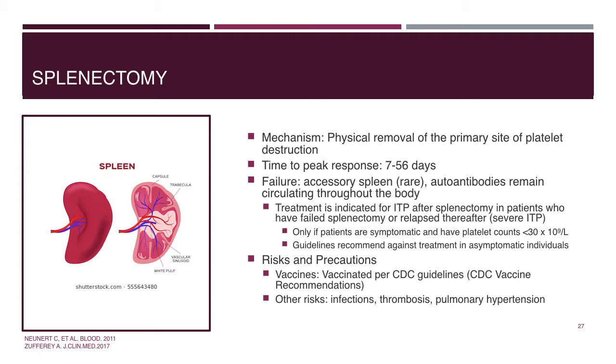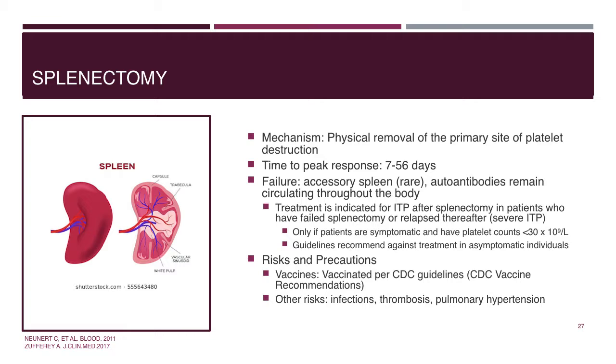These macrophages within the spleen engulf the opsonized platelets in an attempt to clean up the blood and thus are removed from circulation. But the spleen is not the only site that this occurs. It is the major site of platelet destruction, but it can occur in the liver and bloodstream as well.